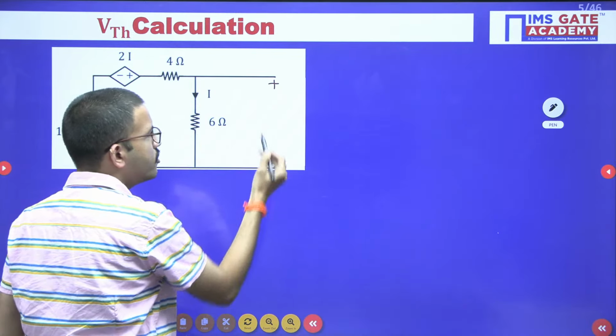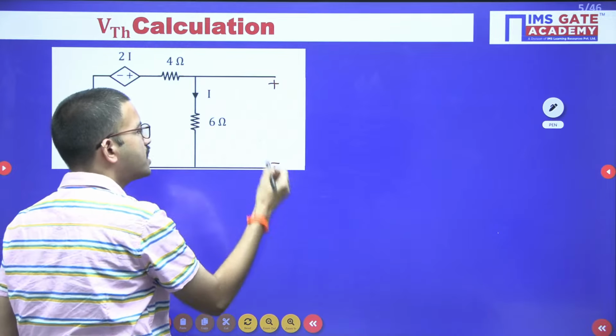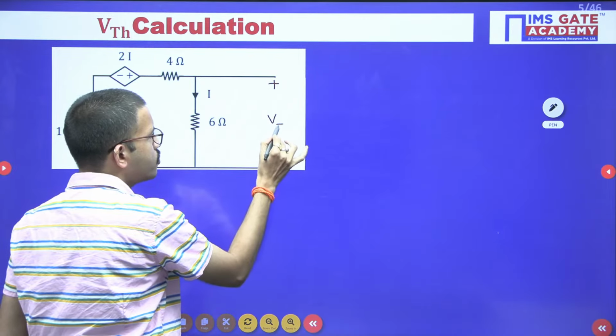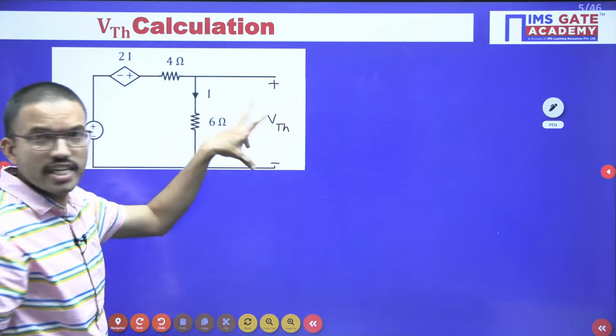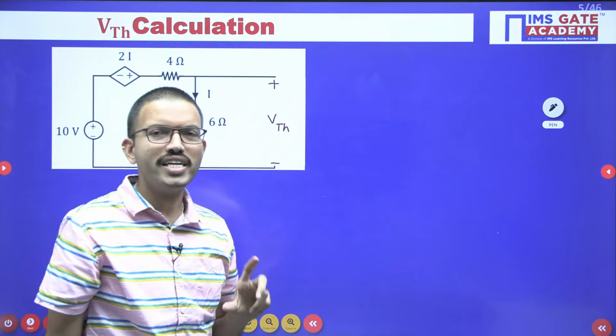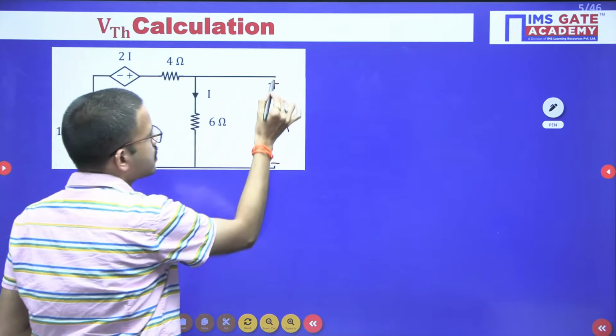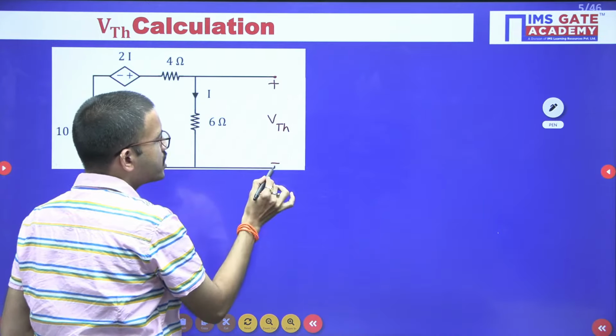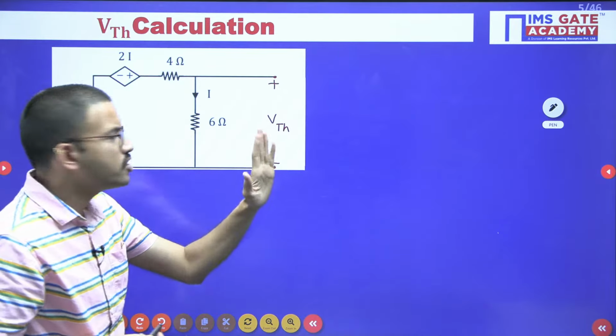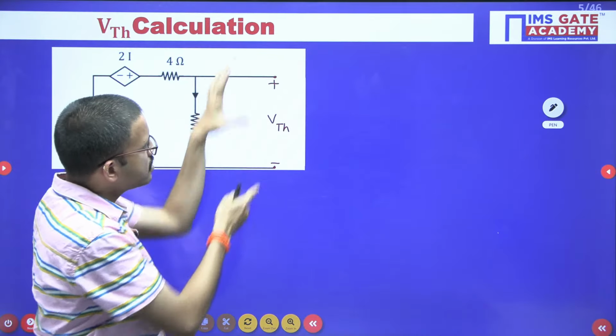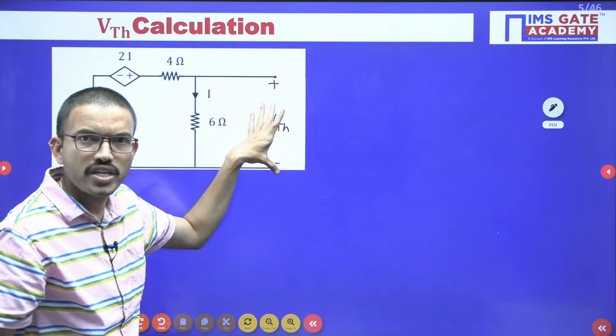Here load resistor we have removed from the circuit, then terminals become open. So across the open circuit terminals we are calculating the voltage. That is nothing but open circuited voltage or Thevenin's equivalent voltage, both are same. Okay. Now in this case, the moment you have removed the load resistor, across these two terminals you are supposed to find the voltage.